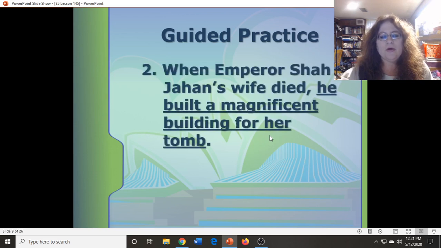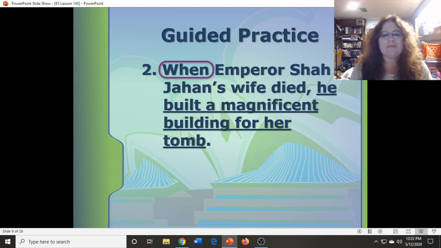Number 2, when Emperor Shah Jahan's wife died, he built a magnificent building for her tomb. First, we need to find the subordinating conjunction. So look at your list and find that conjunction and circle it.